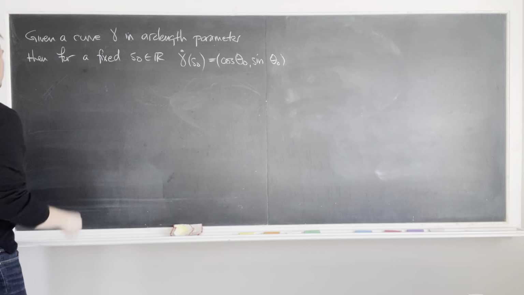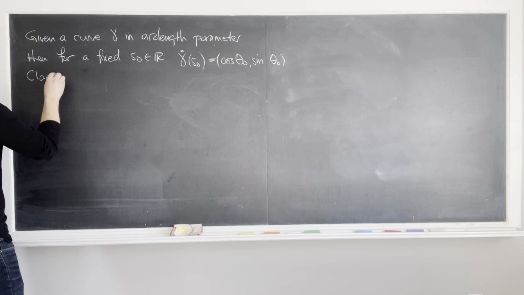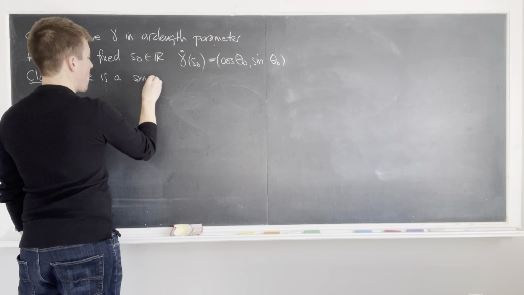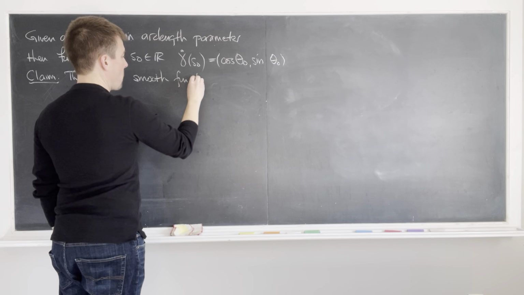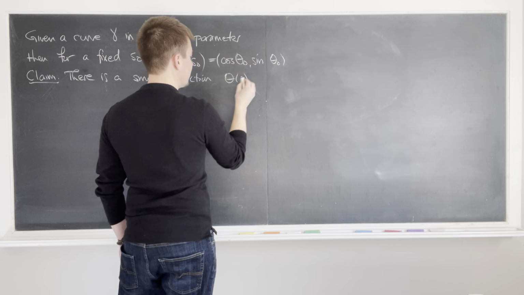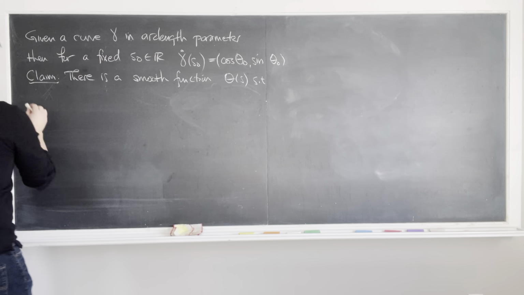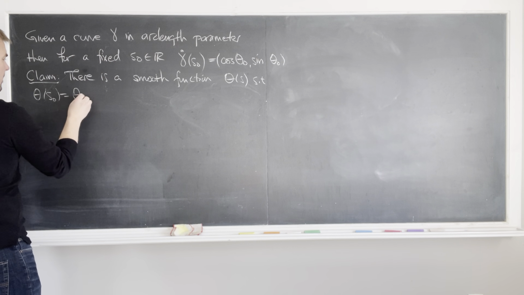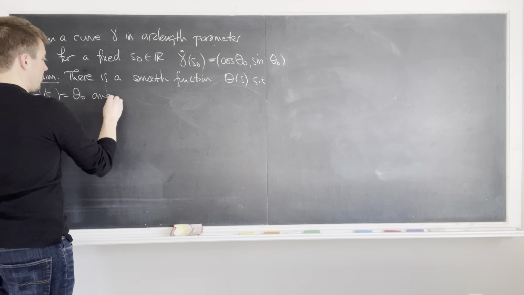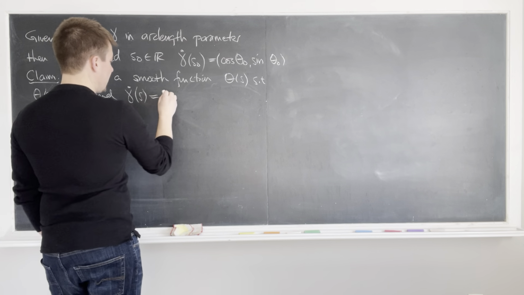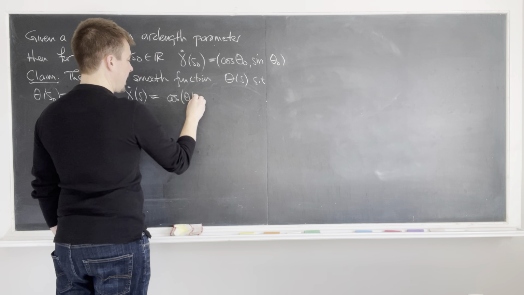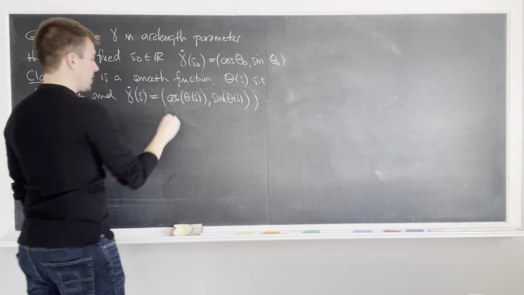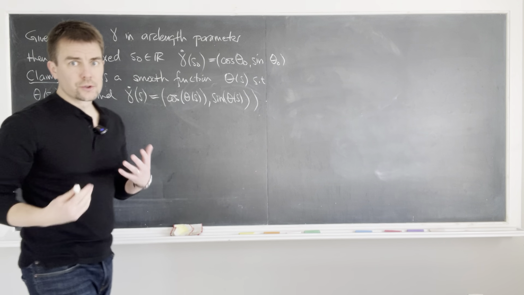I claim there is a smooth function theta of S such that theta of S0 is theta 0 and gamma dot of S is the cosine of theta of S, the sine of theta of S, like this. Perfect. All right. So all I need to do is show you that this function exists, right?